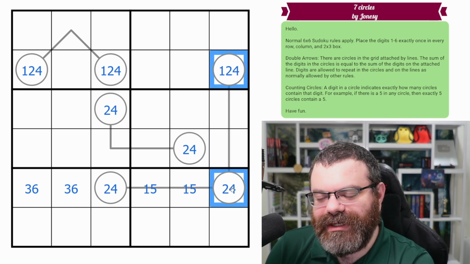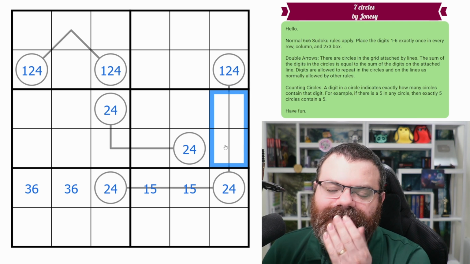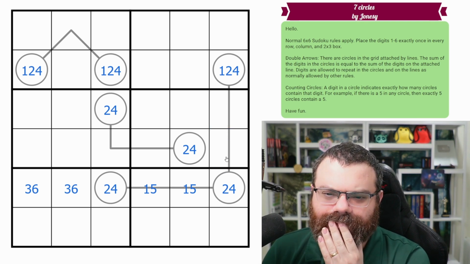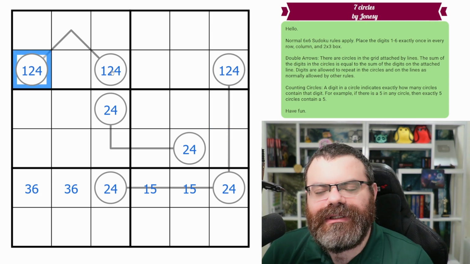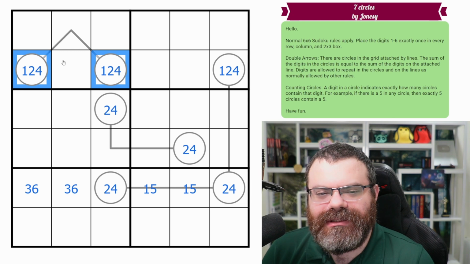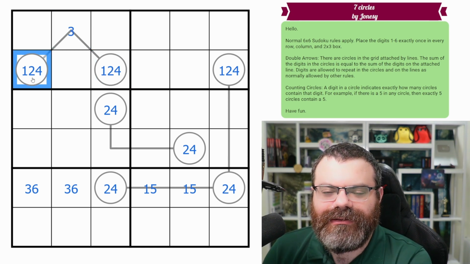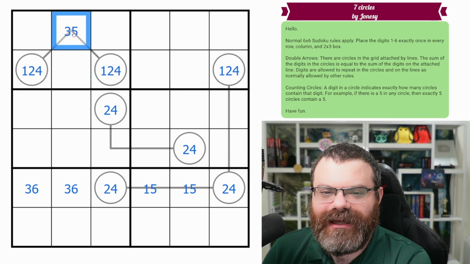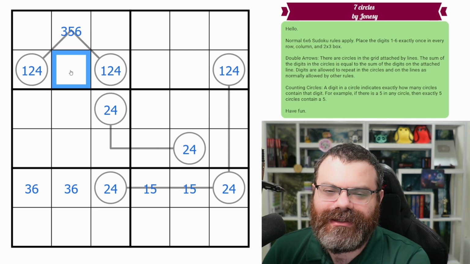If this wasn't a 1, it would be 2, 4, and then this would be 1, 5. And that seems okay. How about here? This is either 1, 2 adding to 3, or 1, 4 adding to 5, or 2, 4 adding to 6.